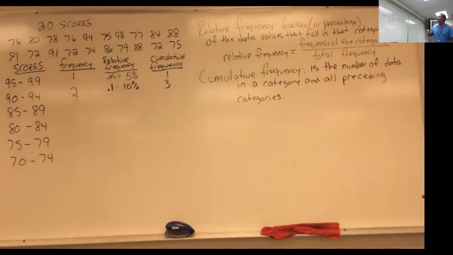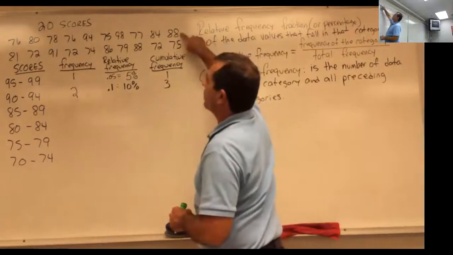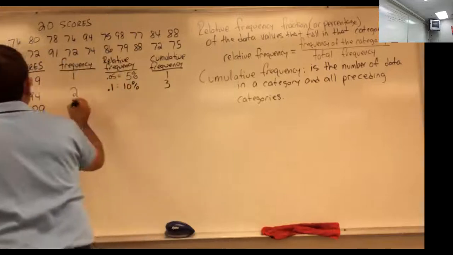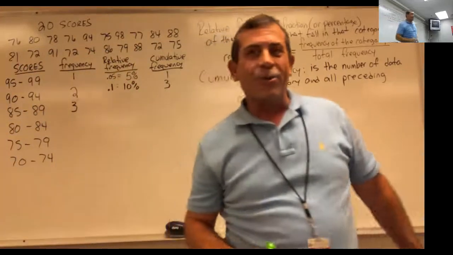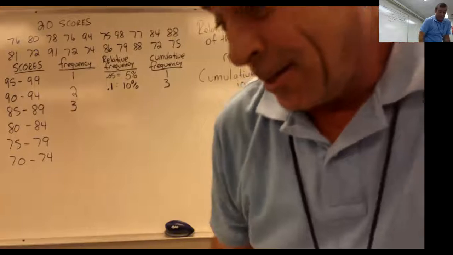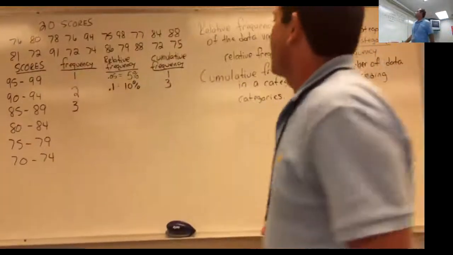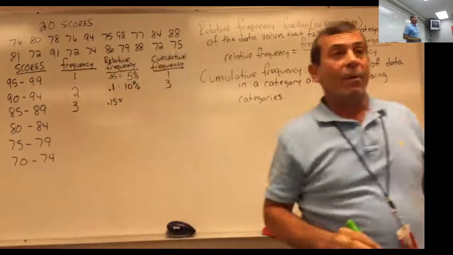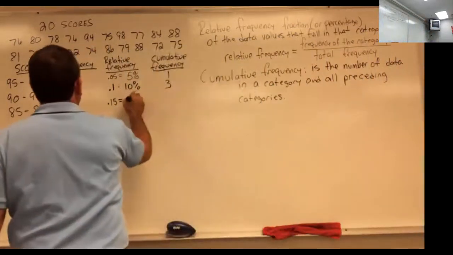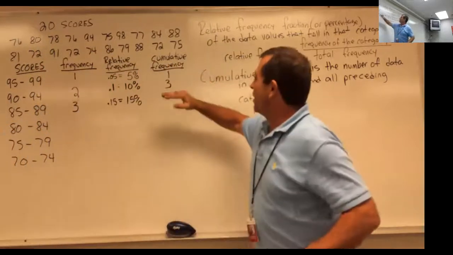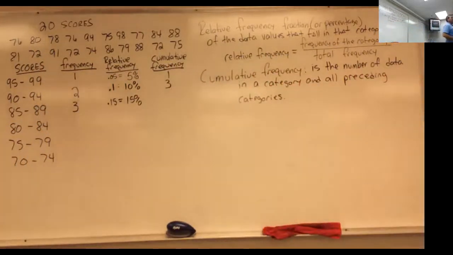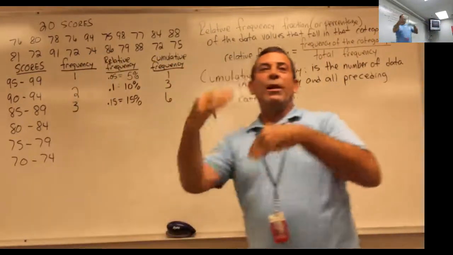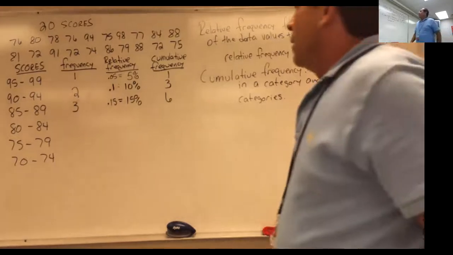So now, how many scores between 85 and 89? You'll see what, 3? Here's 1, 86, and then the 88. So 3 of them all together. So we need to do 3 divided by 20. So that should be a 0.15. That'd be 15%. So here's the question. Who wants to tell me the next cumulative frequency? 6, because you're going to add this 3 to the 3 we had, and I'm now accumulated up to 6 of them, okay?